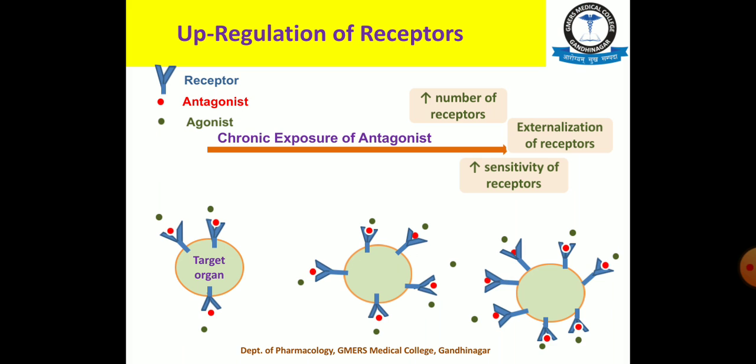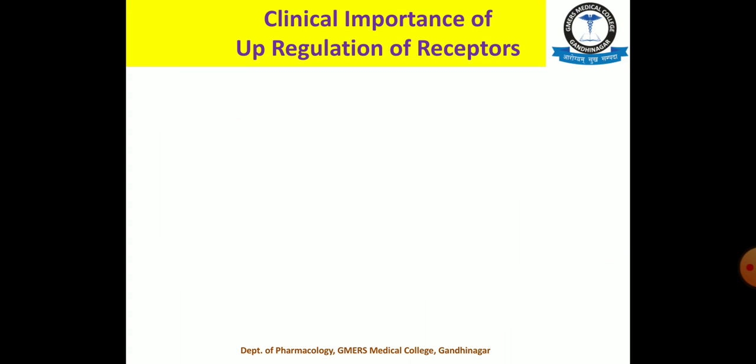And if you suddenly withdraw the antagonist at that level, what will happen? Now all these receptors are free. So the agonist molecule will bind, and there is a significantly increased response, that is known as an exaggerated response. So sudden withdrawal of a blocker or an antagonist will lead to exaggeration of the response. Now what is its clinical importance?